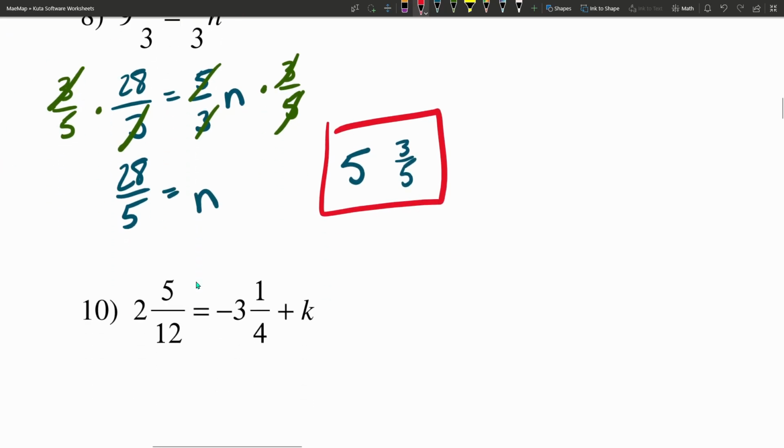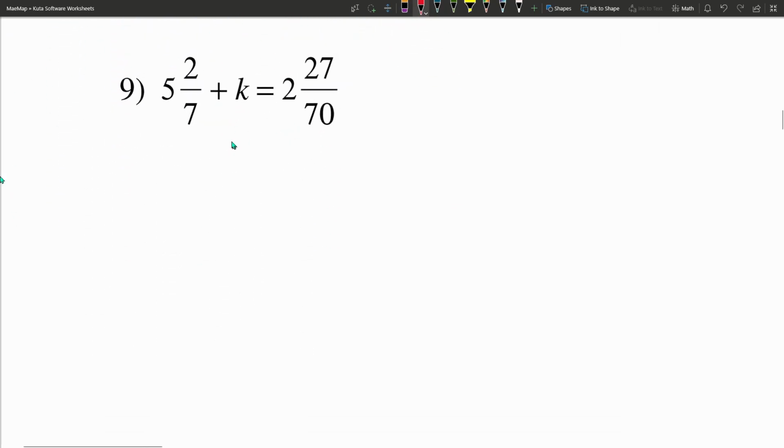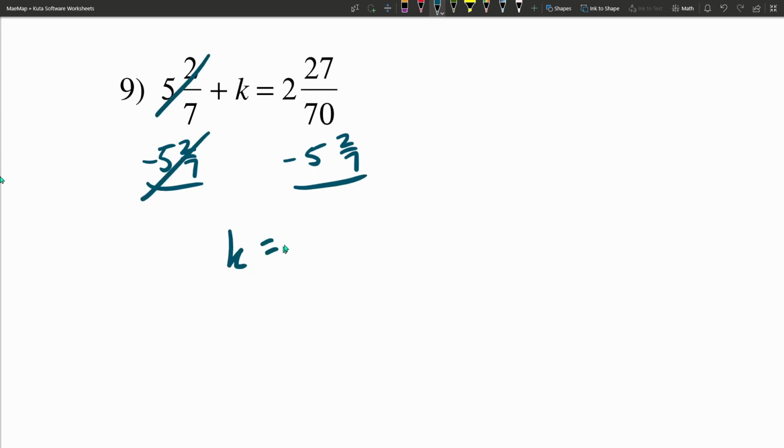Let's move on to number 9. For number 9, I have 5 2/7 plus k equals 2 27/70. This one seems a bit messy, but let's see if we can figure this out. We're going to start by trying to isolate that k, and in order to do that, we're going to subtract 5 2/7. Subtracting 5 2/7 from both sides, we're going to get rid of that 5 2/7 with the k to isolate the k, and that's going to be equal to 2 27/70 minus 5 2/7.